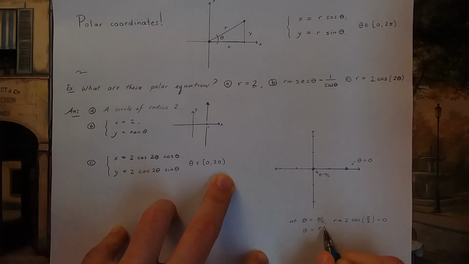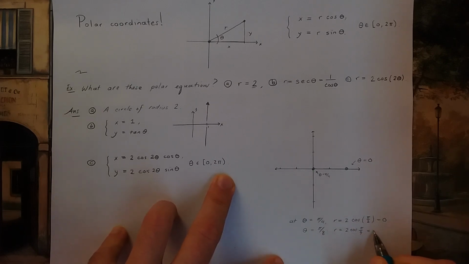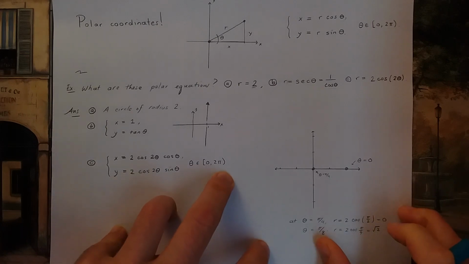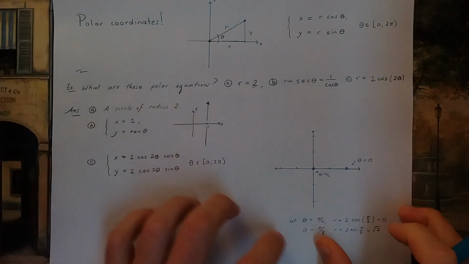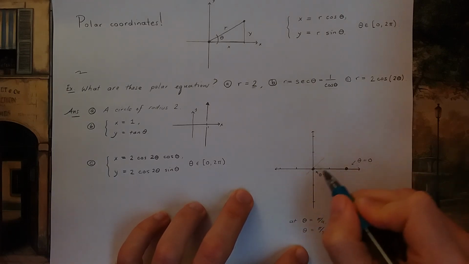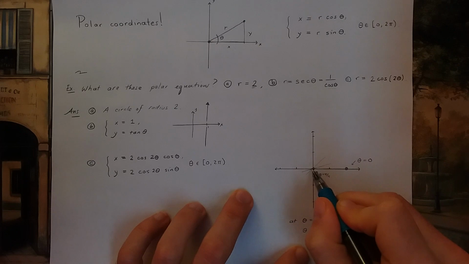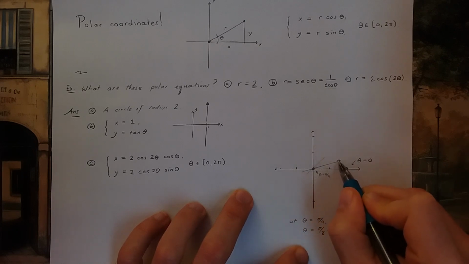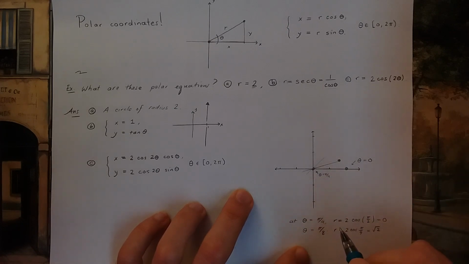Let's do theta equals pi over 8. So then r would be 2 cosine pi over 4. Cosine pi over 4 is root 2 over 2, so I think I'm at the square root of 2. That means if I rotate pi over 8 radians, I travel a distance of root 2, which may be about there.